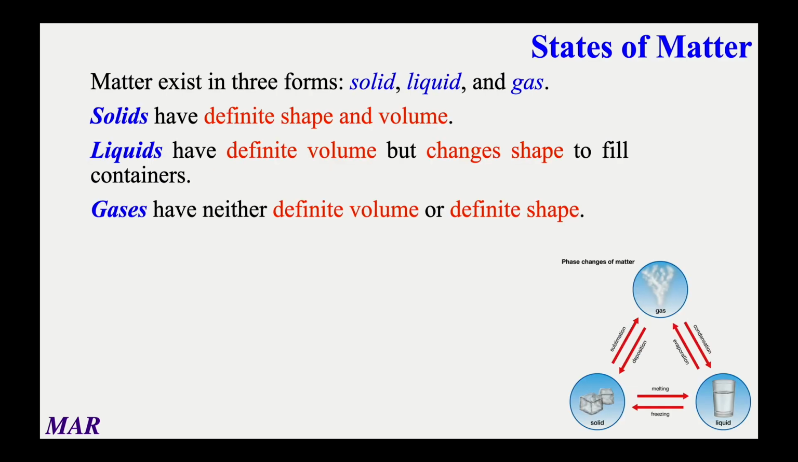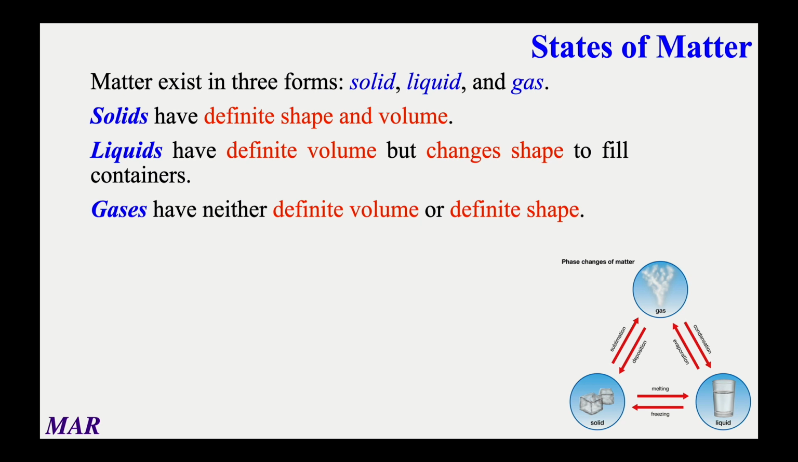Matter exists in three main forms: solid, liquid, and gas, at least on the Earth. Let's keep it that way. But solid, liquid, and gas are the ones we're going to spend most of our time in chemistry talking about. Solids have definite shape and definite volume, all right? So you know right where it is, and you know approximately how much it takes up.